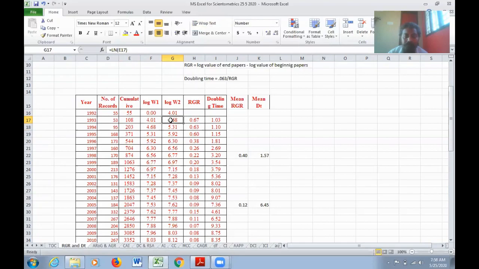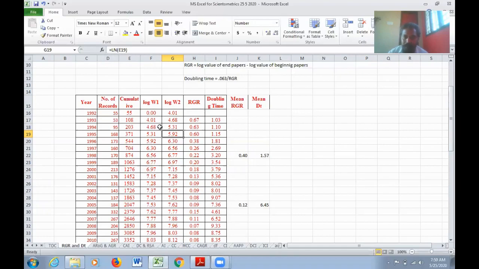So this way, the log value of last year's final output will be the log value of current year's initial value. Fine. And this I calculate for every year's output for 108, for 203, for 3 also. So this way, you calculate log value for the initial period and the cumulative end output.